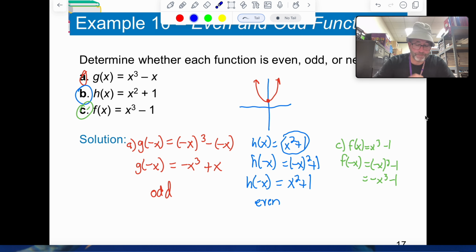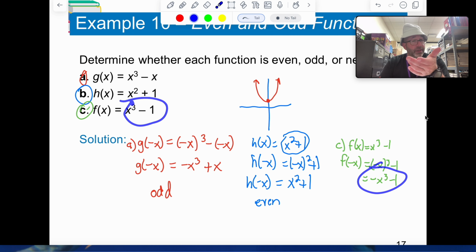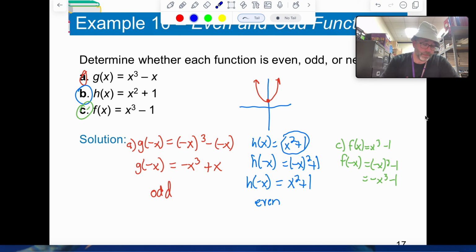So anyways, everything here when we look at it is not the same. The x cubes are not the same, but the -1 is the same, so it's not an even at this point. Is it odd? Well, the negative x cubed and x cubed are opposite. However, the -1 and -1 are the same. So because not everything is opposite and not everything is the same, we would call this neither.